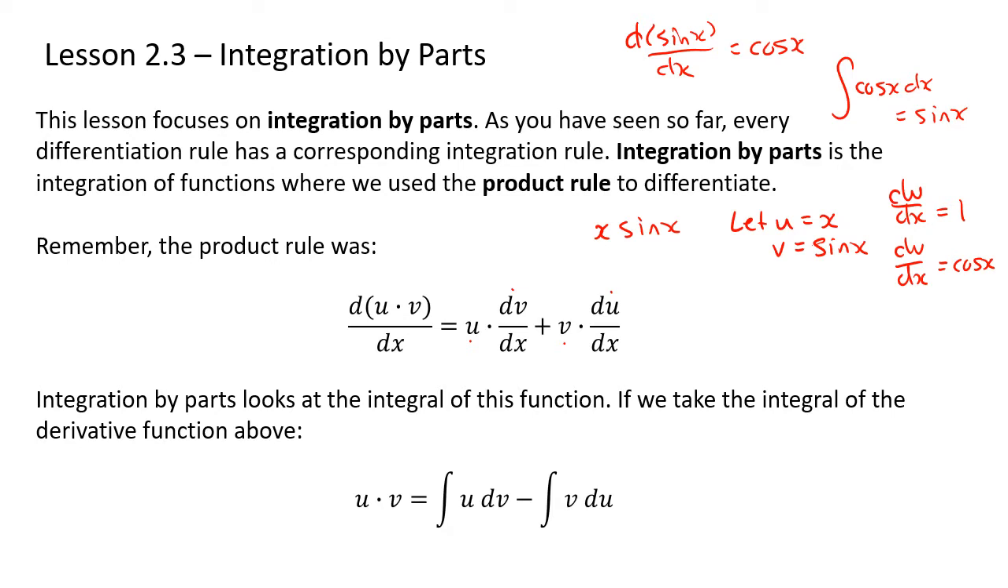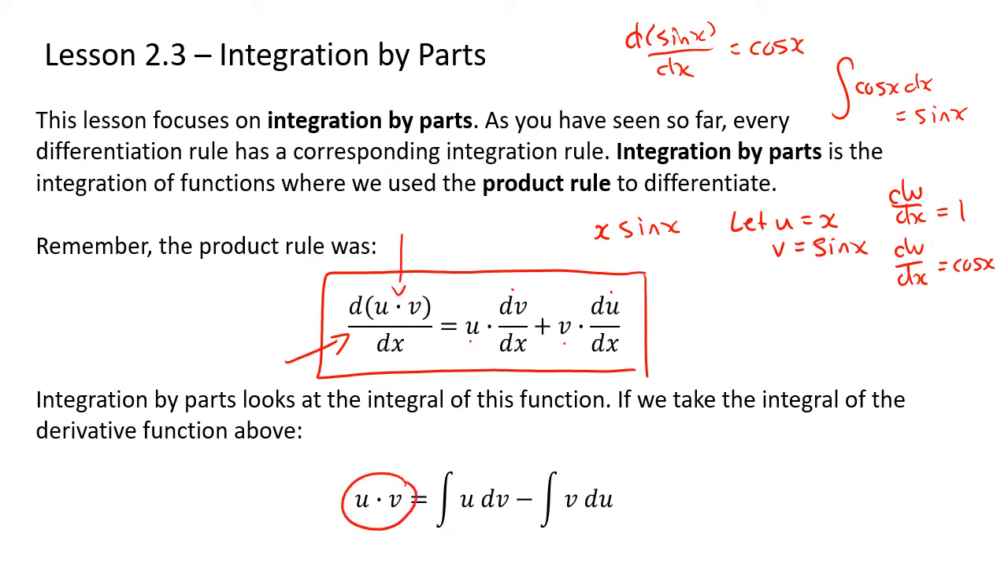If we work that backwards with integration by parts, we take the integral of this function here. The integral of a derivative is simply going to be whatever is inside the brackets, so we're left with u times v. And that has to equal the integral of this first piece, which is u times dv, plus the integral of the second function, which is v times du. Sorry, I earlier said minus, but that should say plus. That's just simply using basic integration rules.